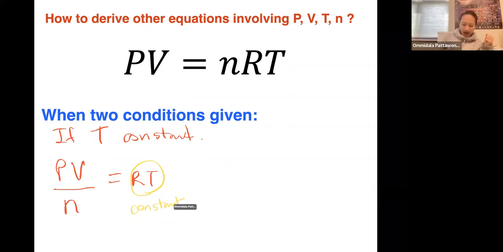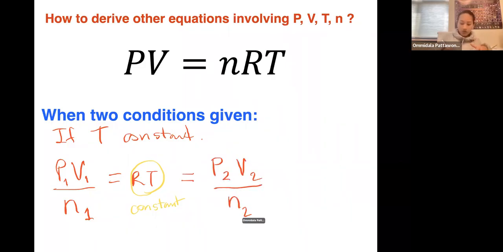So that means if you have condition 1, let's say P1, V1, and N1, this is going to imply the first condition. If you change all of these, then the new condition is going to equal this constant. Also, remember the constant would never change. So in this case, the second condition, P2 V2 over N2, would equal this constant.